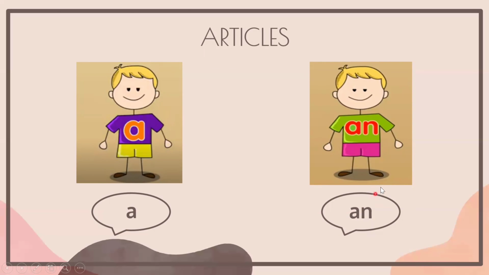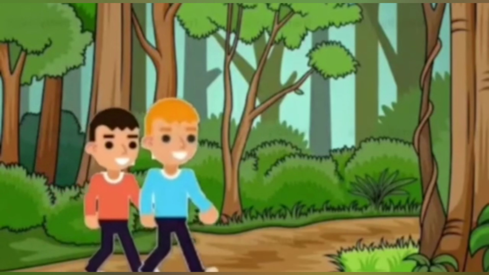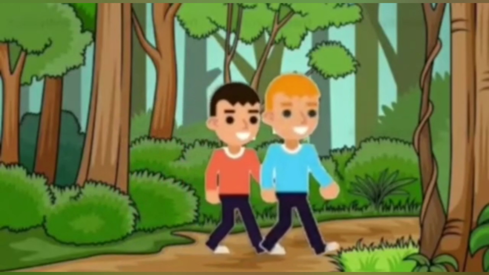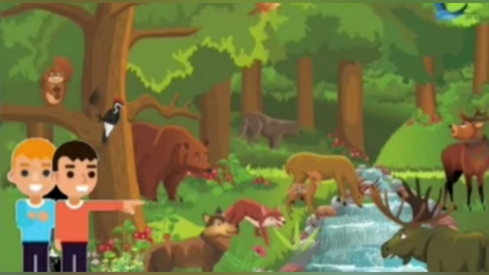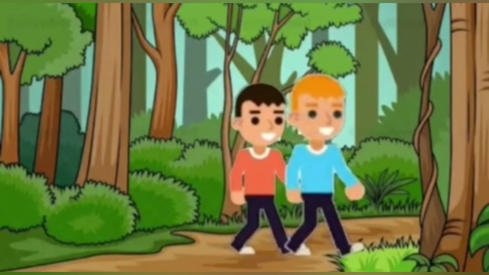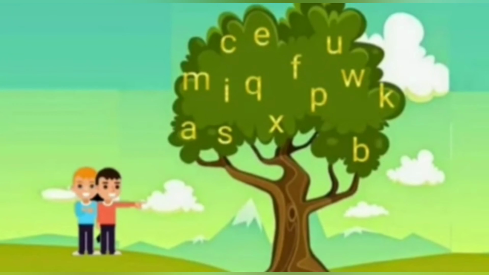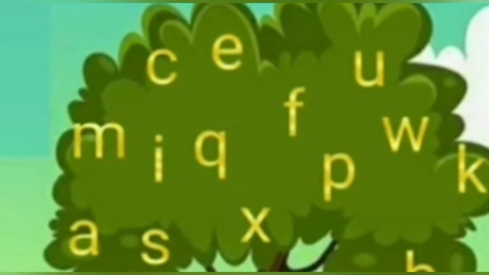Now, we are going to watch a story about these two friends, A and An. Are you ready to watch it? Yes. This is A and this is An. They both were friends. One day, A and An went together to the forest for a walk. There they could see lot of animals, birds, and trees. When they reached deep inside the forest, they could see a very tall tree. It looked so different, you know. They could see golden letters hanging from branches.